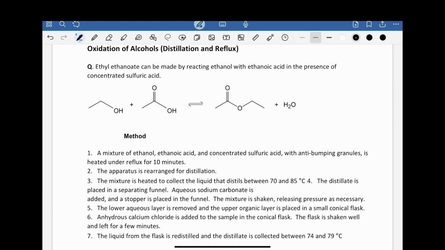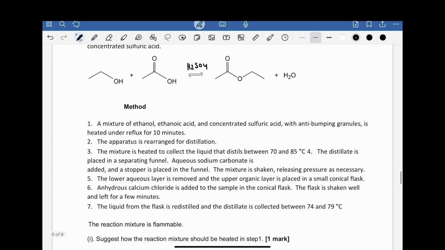Ethyl ethanoate can be made by reacting ethanol with ethanoic acid in the presence of concentrated sulfuric acid, so H2SO4 is used as a catalyst. Condensation or esterification is the name of this reaction. Method: 1. A mixture of ethanol, ethanoic acid, and concentrated sulfuric acid with anti-bumping granules is heated under reflux for 10 minutes. 2. The apparatus is rearranged for distillation. 3. The mixture is heated to collect liquid that distills between 70 to 85 degrees Celsius.